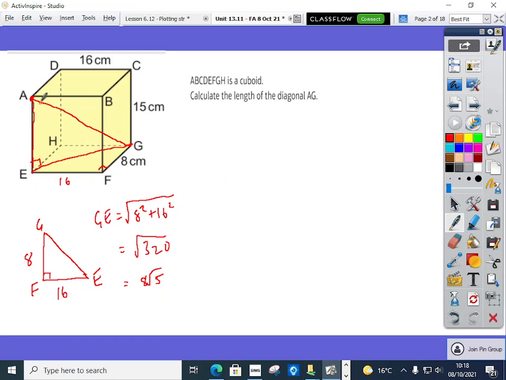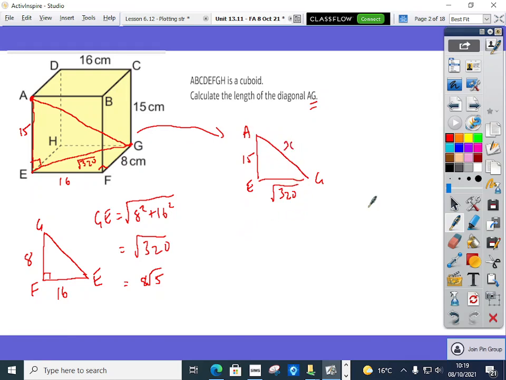Now, next thing, I've got this. I know the height is 15, so that is 15. And I know this is root 320. So I'm going to draw this triangle here. I'm going to get A, E, G. Now I know EG is root 320, and I know AE is 15, and I want to find out AG, which I'm going to call X.